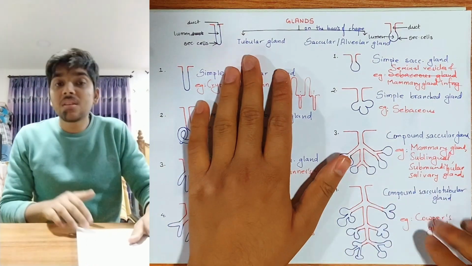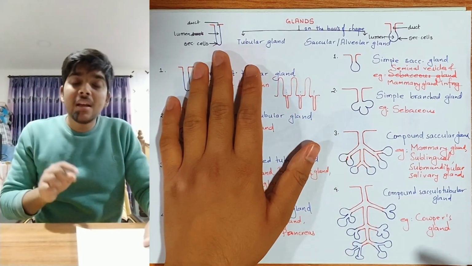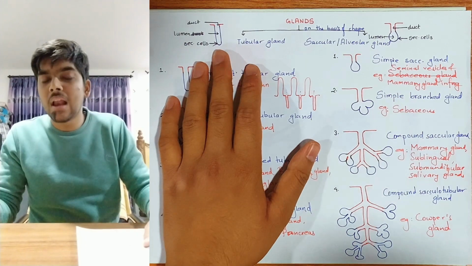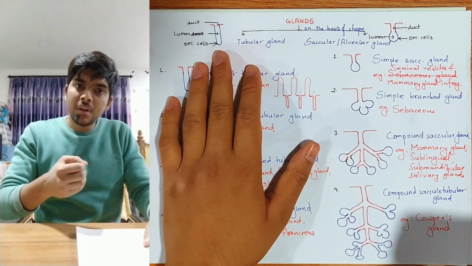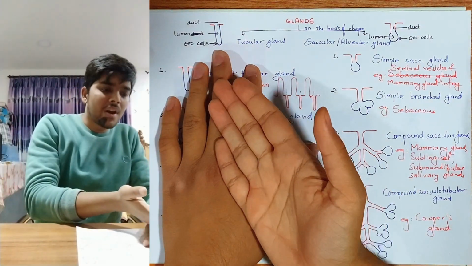Tubular gland is called so because it looks like a test tube. What I have here is the cross-sectional diagram of the tubular gland. Imagine a test tube and then take the cross-section of that test tube. It would look something like this, right?